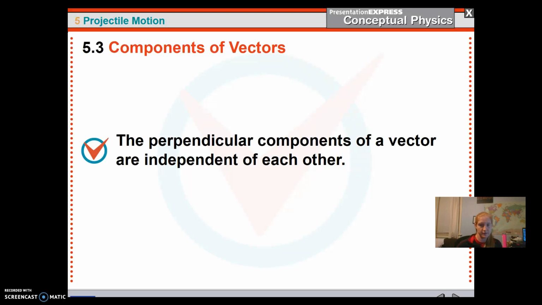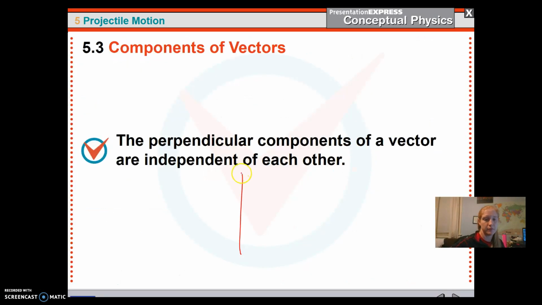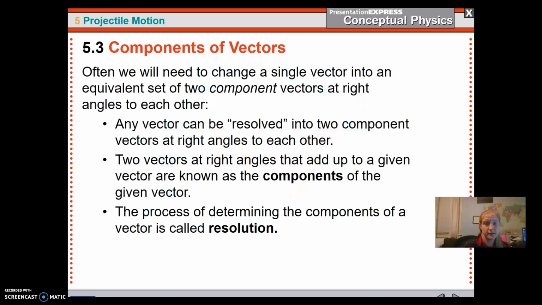Components of vectors. When you talk about the Pythagorean theorem and you see the two components, the vertical component and the horizontal component, these are completely independent of each other. Remember, the vertical is completely affected by g, while the horizontal component usually is a constant. Every vector can be resolved into two components at a right angle to each other, and we call these components.